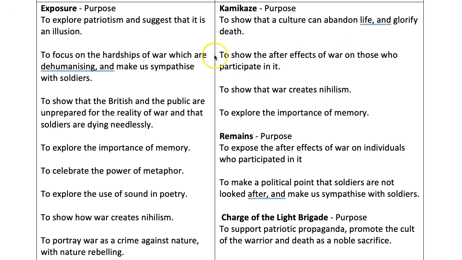This is not after the war, but during the war, but it's definitely on the same theme, to show that war creates nihilism, and also to explore the importance of memory. Okay, I've got 4 comparisons there. That's going to be a top poem to compare to Exposure.